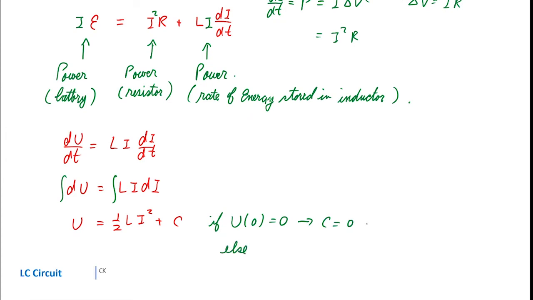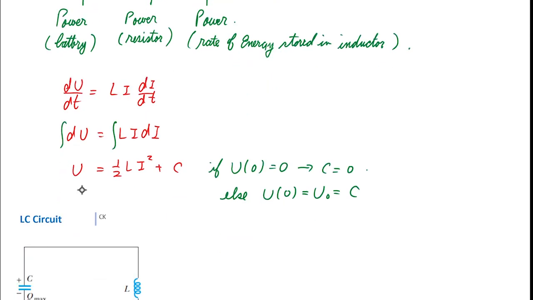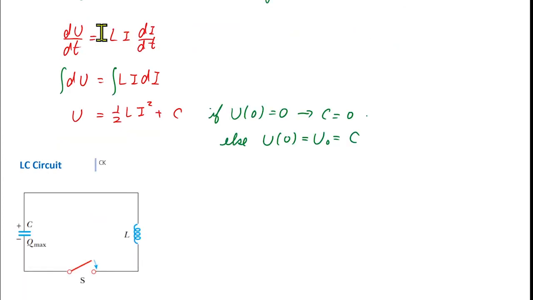If it's not zero, then whatever this thingy is, which we call U naught, that becomes C because current is still zero at the beginning. So whichever it is, right? Let's just call it zero for convenience. So I'm going to push this thing down a little bit.